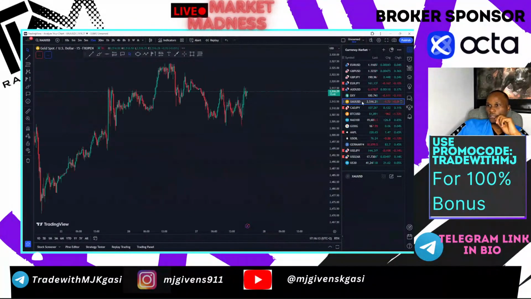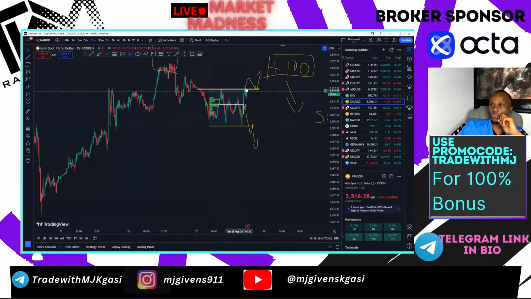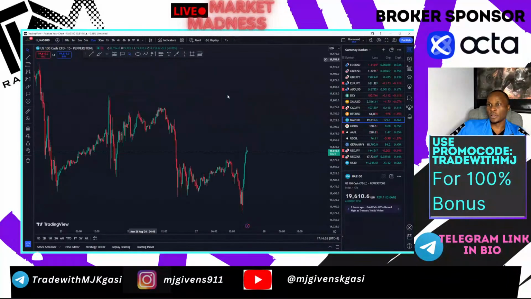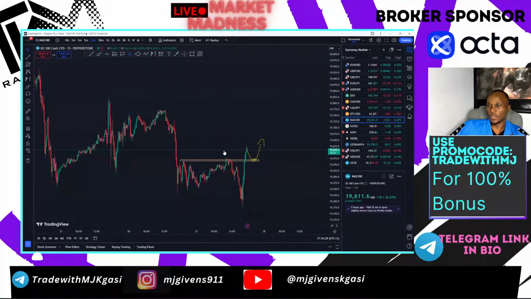Okay, still waiting for that gold to break above and retest $2,517 an ounce. Then we're good for a nice buy there. NASDAQ is looking quite well because it broke above this level we wanted. We just wanted to go down a bit and buy at a discount.